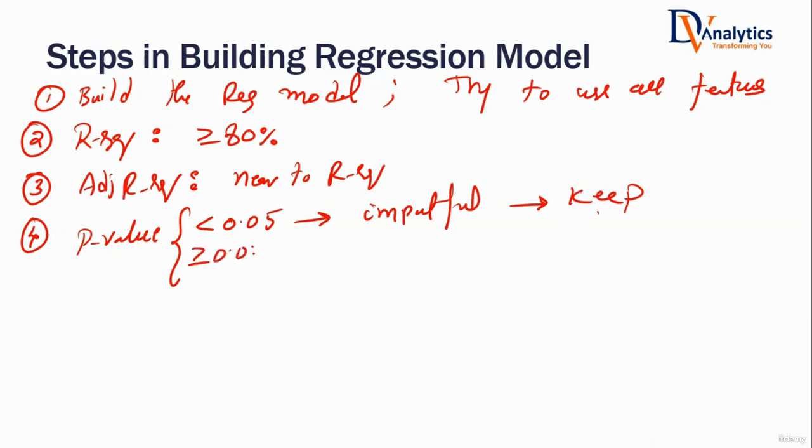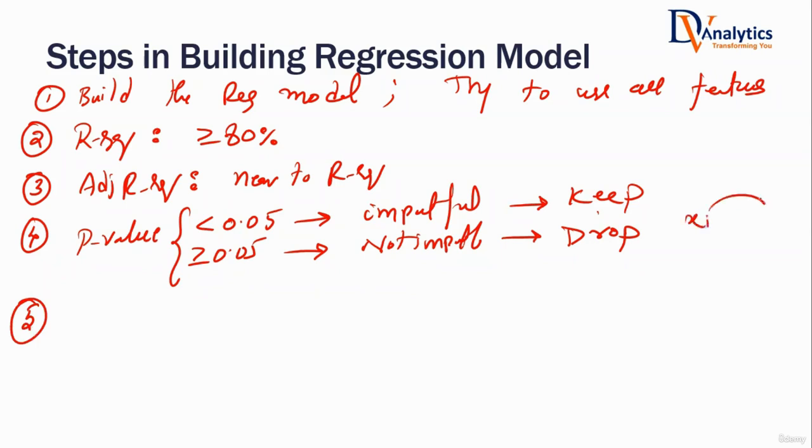Greater than or equal to 0.05, that feature is less impactful. Not impactful. Is it okay to drop? Or are you going to lose anything if you drop? Drop. We will drop. What is the need for a variable that is not impactful? Okay. The next one. Once you're done with this, you have all the features that are impactful.